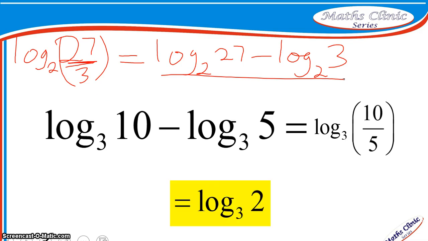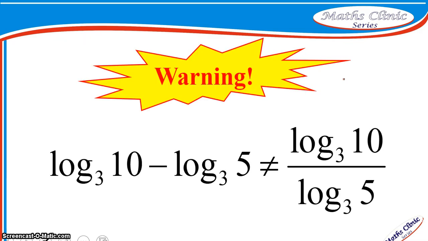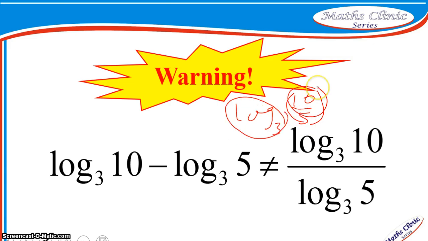Now let's see another example. Or before the example comes, this is a warning. This is a very good warning: if we are saying log base 3 of 10 minus log base 3 of 5, sometimes you may forget the law and you'll be tempted to write log base 3 of 10 divided by log base 3 of 5, and that is not correct. It should be log base 3 of 10 divided by 5, without the second log. So the log is maintained, then we divide the numbers, not the whole log over the whole log. That is wrong.